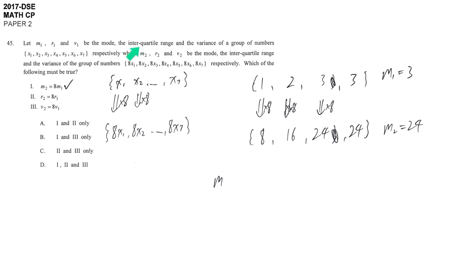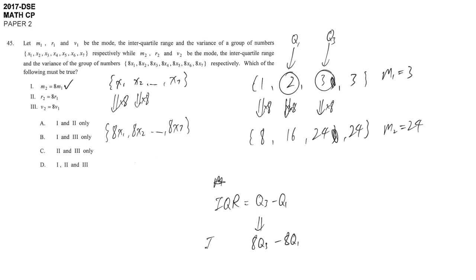The second statement is about the inter-quartile range. Similar reason, if this one is Q1, this one is Q2, Q3, then IQR is equal to Q3 minus Q1. If every data times 8, 8 times of Q3 minus 8 times of Q1, then of course is also 8 times of the original value. That's why this is also correct.